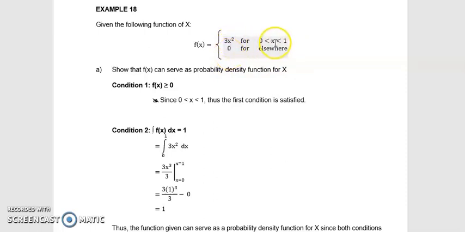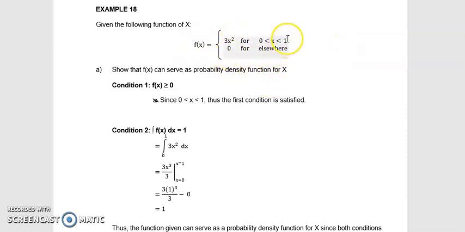So if x is greater than 0 but less than 1, for example x equals 0.5, then the probability, where f(x) is the probability density function, will be given by 3x squared. So I repeat again, 0 elsewhere.